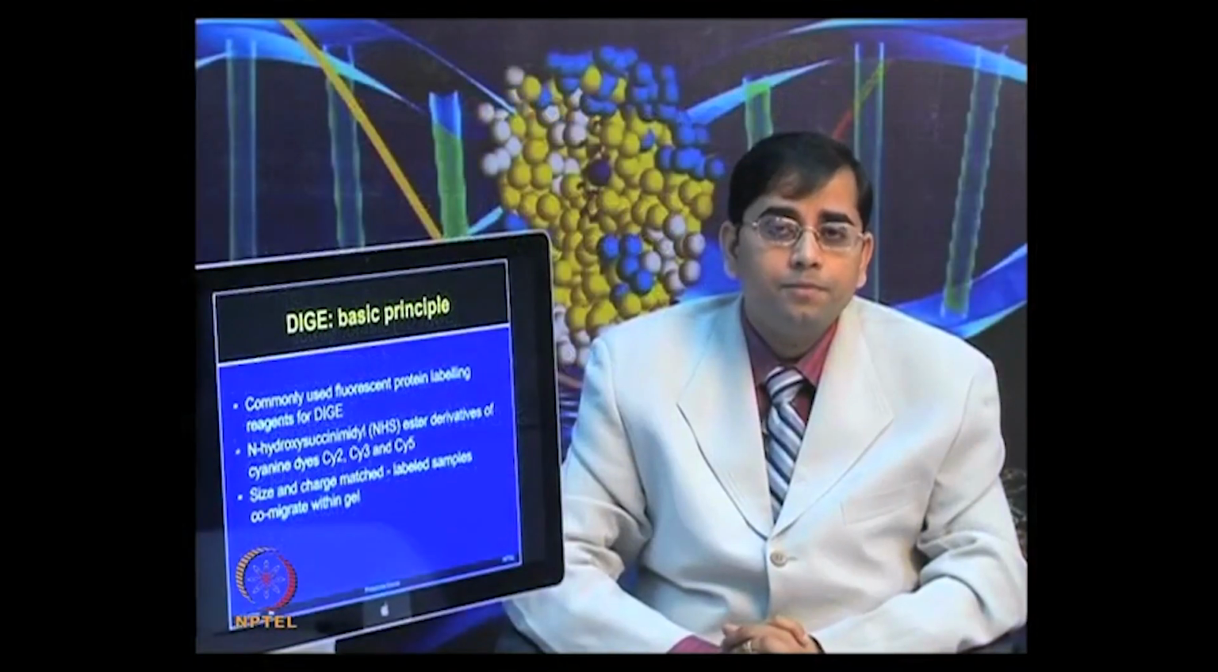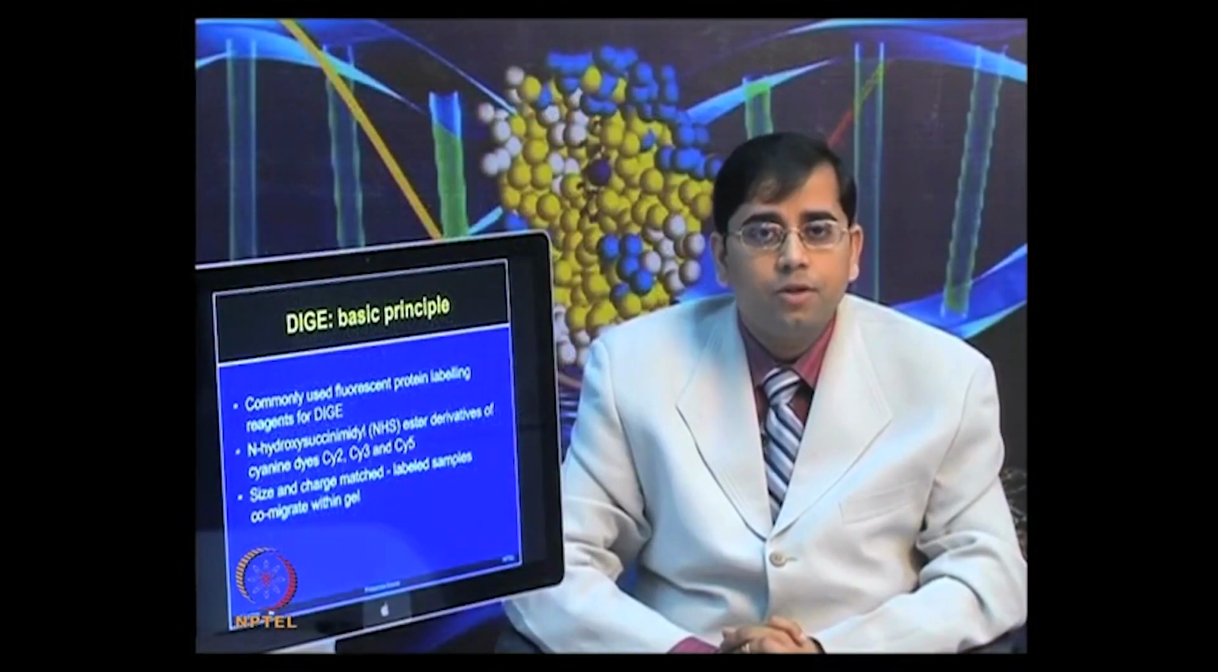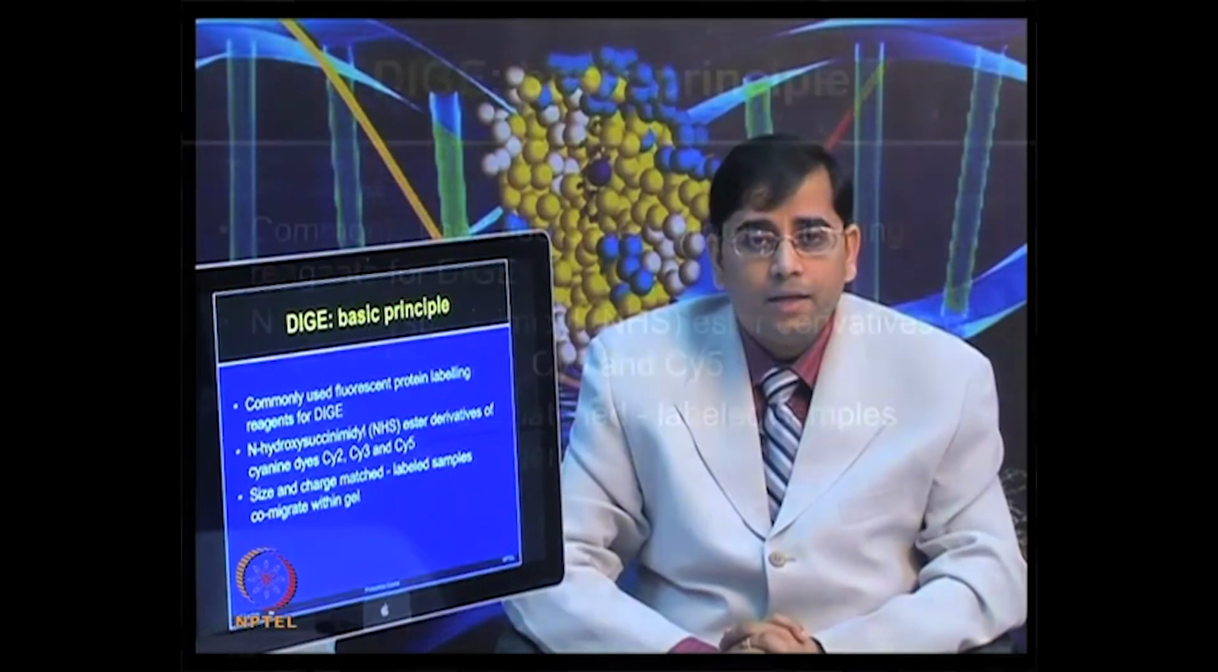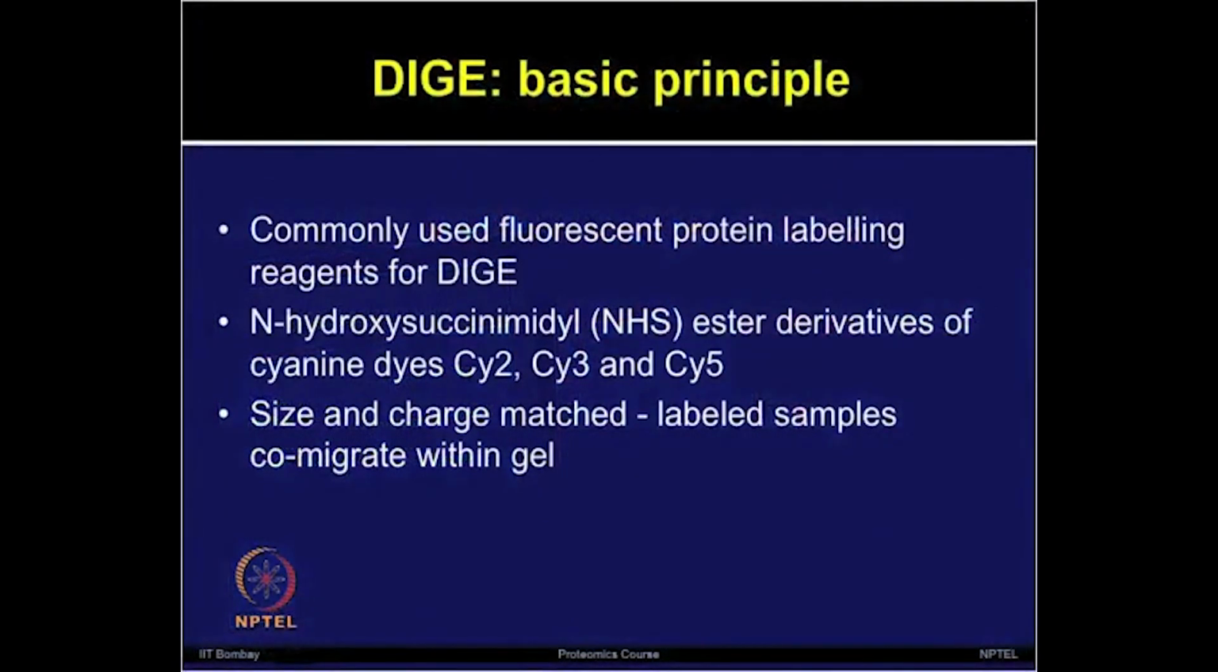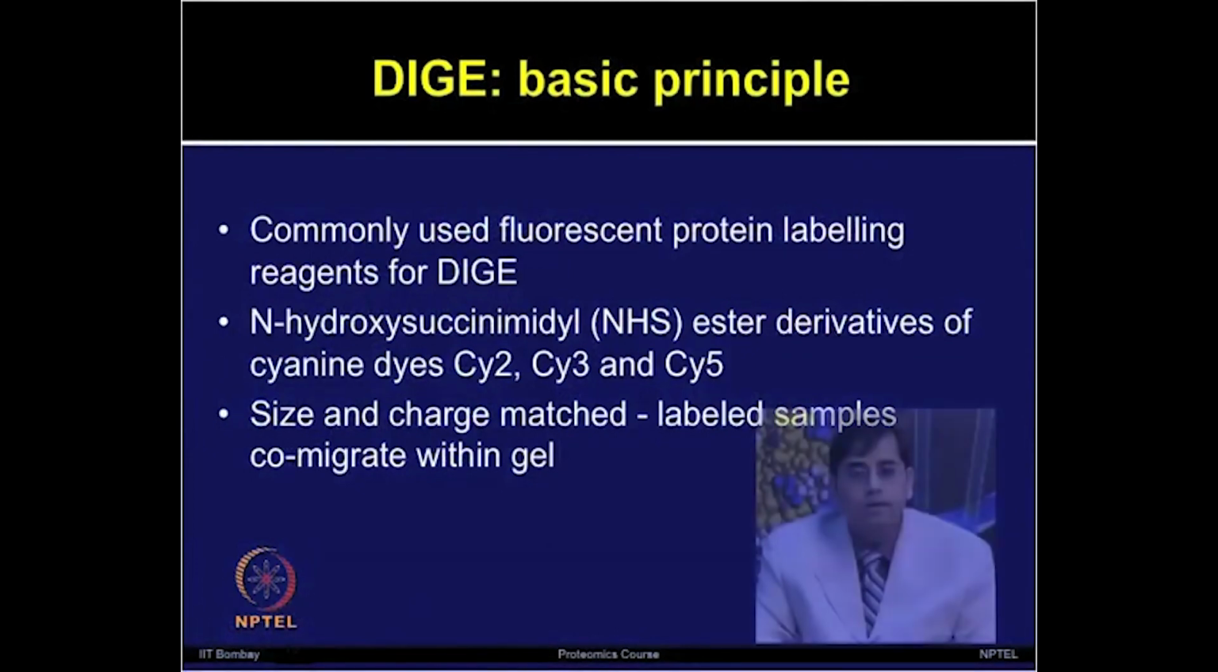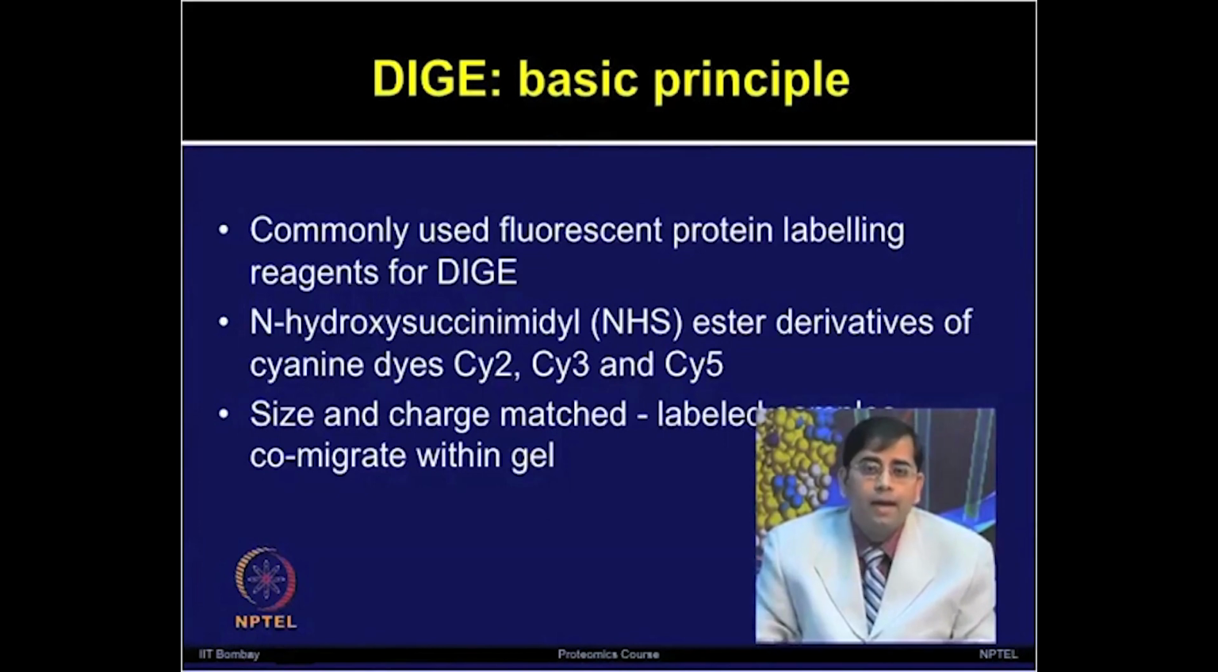Let us talk briefly about the basic principle involved in DIGE technology. We have to discuss how to do the protein labeling, then what is the need for the internal standards. So, let us talk step by step. This is the commonly used fluorescent protein labeling reagent for DIGE. The N-hydroxysuccinimide or NHS ester derivatives of cyanine dyes such as Cy2, Cy3 and Cy5 are used in this method. The Cy3 and Cy5 are used to label your control and your treatments.